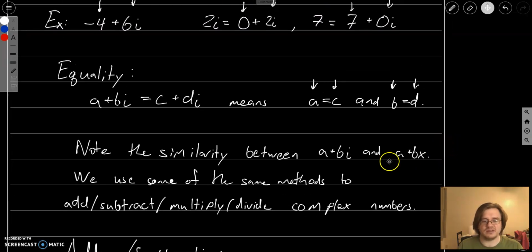And one thing I want to note here is there is a distinct similarity between a plus b times i and a plus b times x. i, again, kind of looks like a letter. It could be a variable. In this case, it's not. It has a very specific meaning, but it kind of looks like it. And that similarity we're going to exploit. Essentially, when we want to add, multiply, subtract, divide, do anything with a complex number, it's often easier to treat it like a polynomial, because we've been working with polynomials for a while. So let's look at some examples.